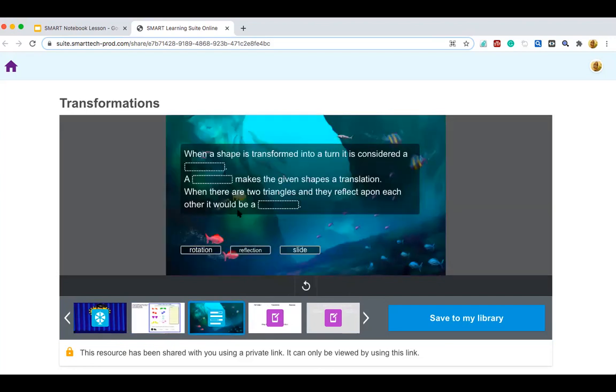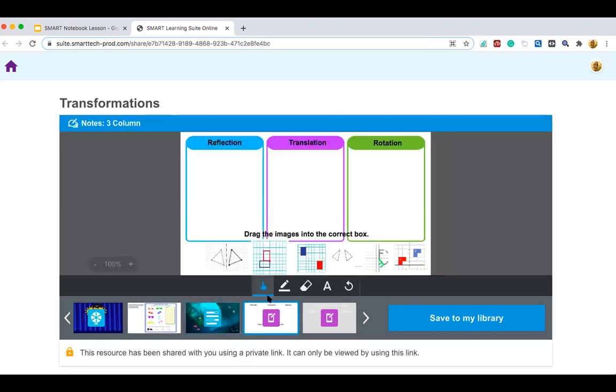The next one is sentences where they have to say which one is considered a reflection, a rotation, and then slide and all that, and then they're able to plug it in here. So they would do that. This one is where they would drag and show us if they know what reflection, rotation, and all those are, viewing these different shapes being flipped and all that.